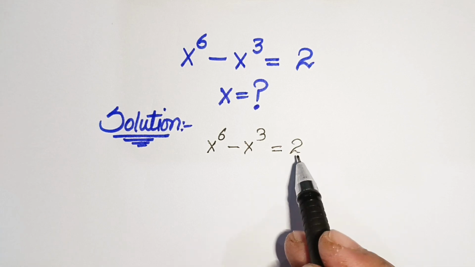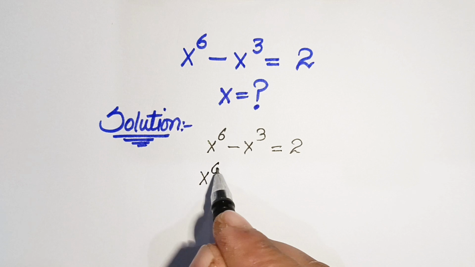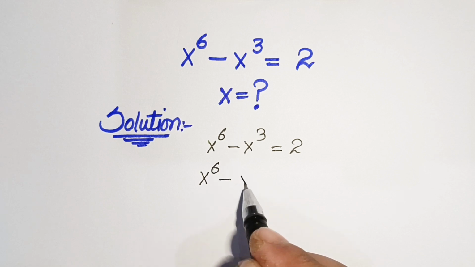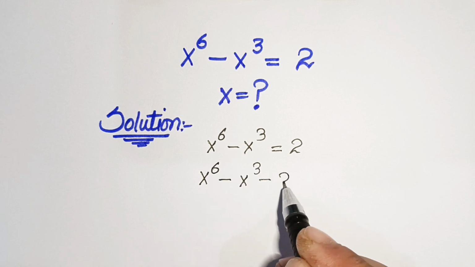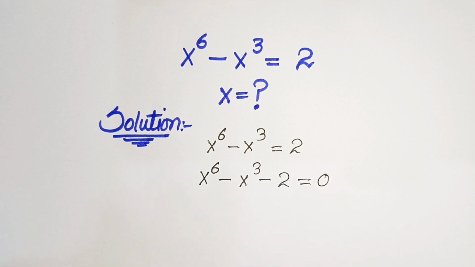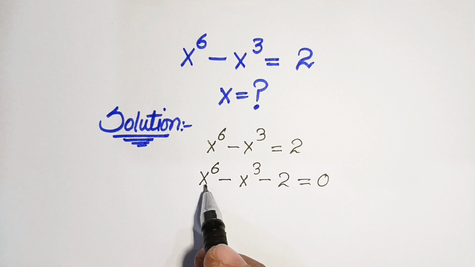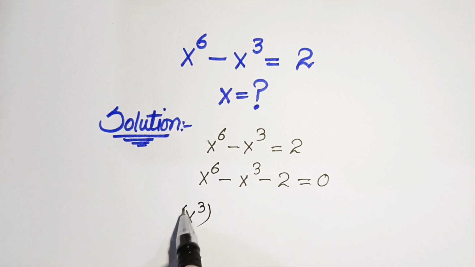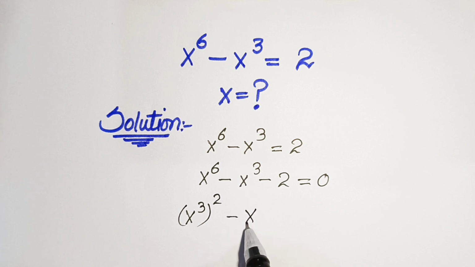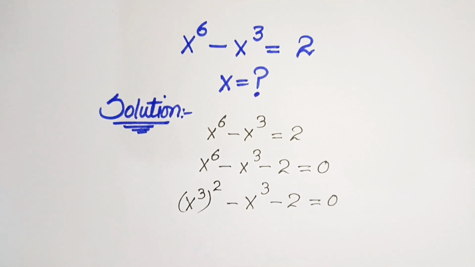So if we just shift this to our left hand side, then our equation will be x to the power 6 minus x cubed minus 2 is equal to 0. Now this x to the power 6, we have to write as x cubed whole squared, minus x cubed, minus 2 is equal to 0.